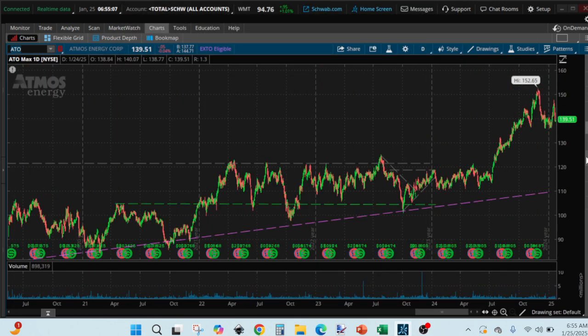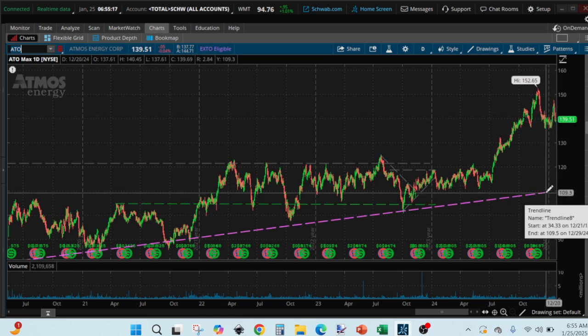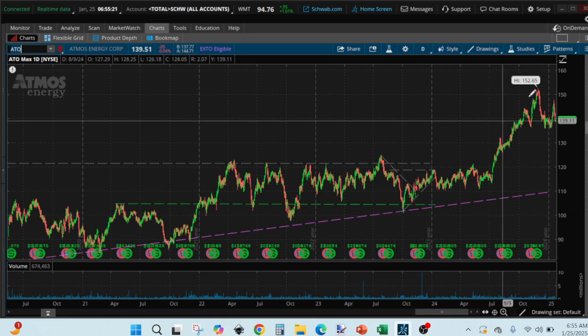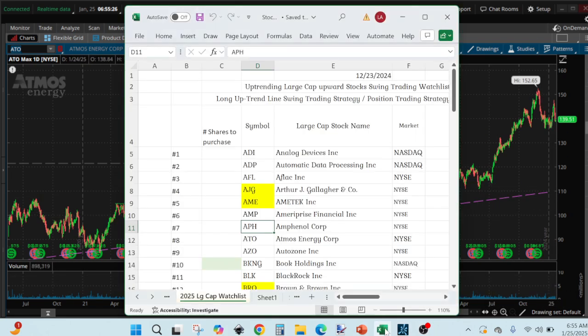The next one is ATO. And ATO, yesterday the price went up, but it seems like it's going down there. We like to buy at this line, and it does make a wide mountain, so we could just wait to get in at the bottom. The next one is AZO.